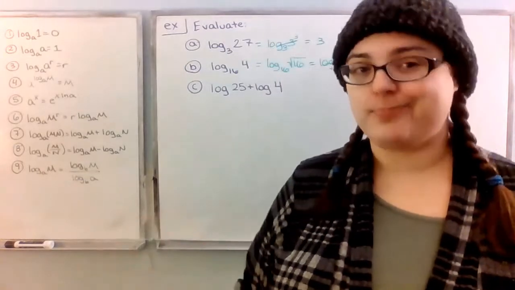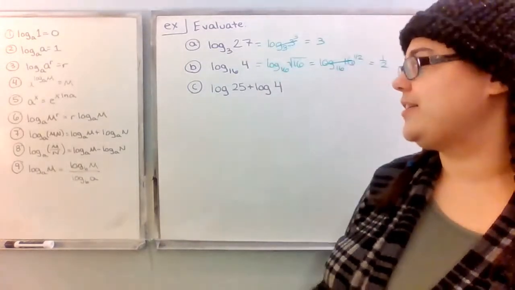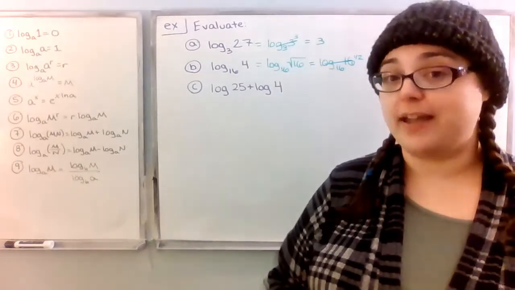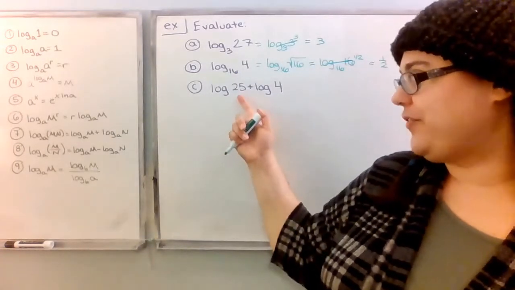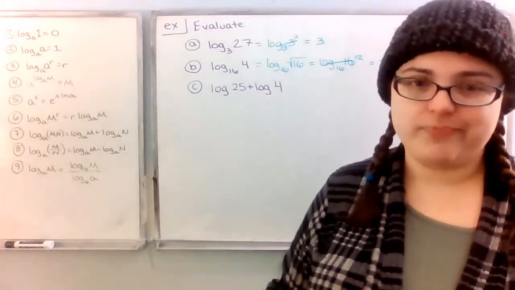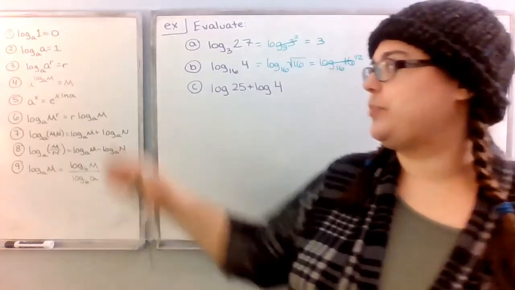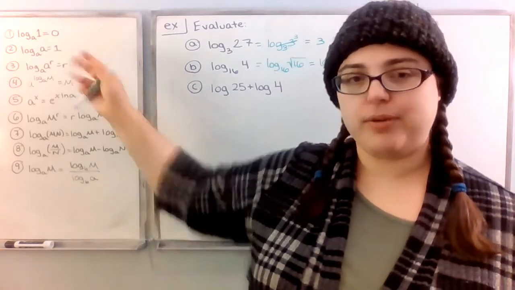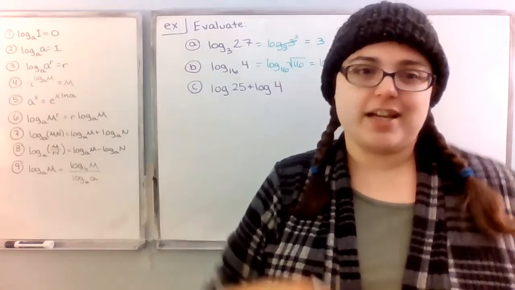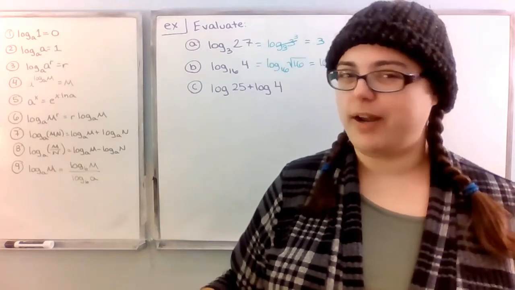Now for part C, this one's trickier because we have a common logarithm. So remember, with a common log, the base is 10. Neither 25 nor 4 is going to be a power of 10, not a nice one. So this technique of applying property 3 is not going to be so helpful here. Similarly, if we were to write this as exponential equations, it wouldn't be really great.